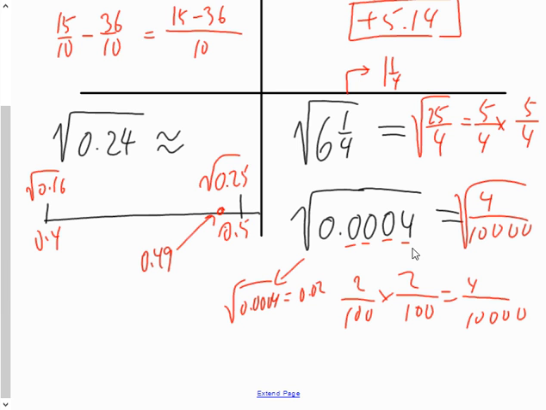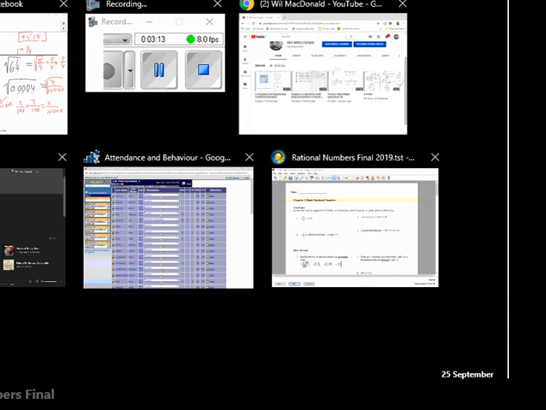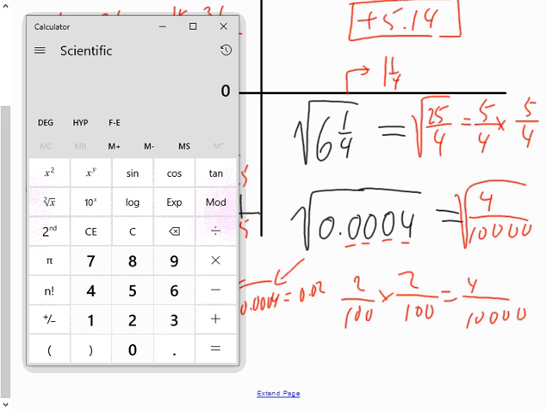Take your calculator just to double check. Oh, that's not the right button. Let's try that again. The square root of 0.0004 is 0.02.